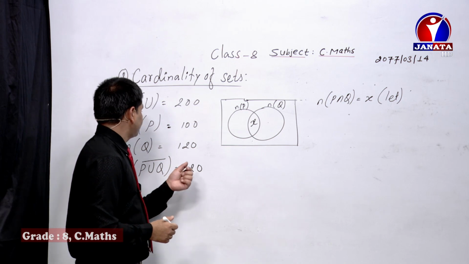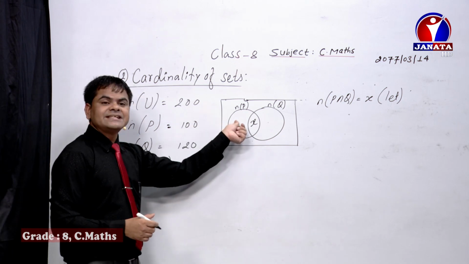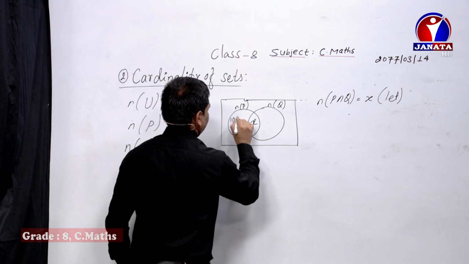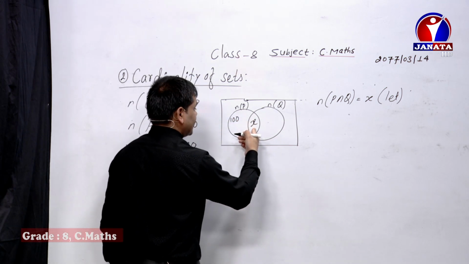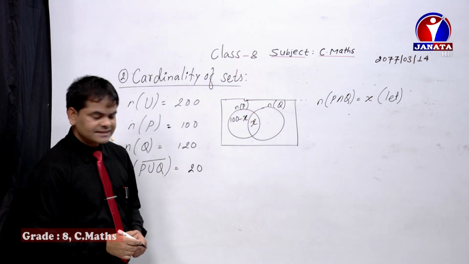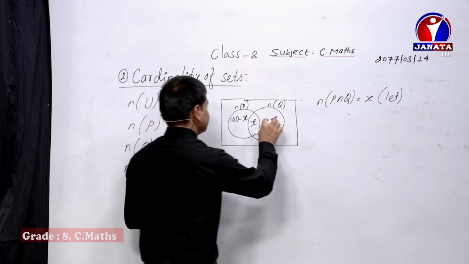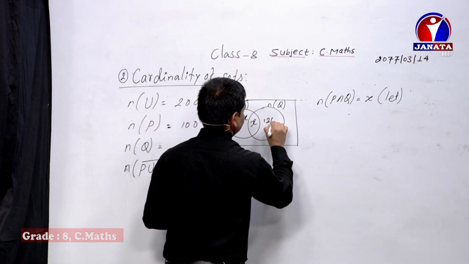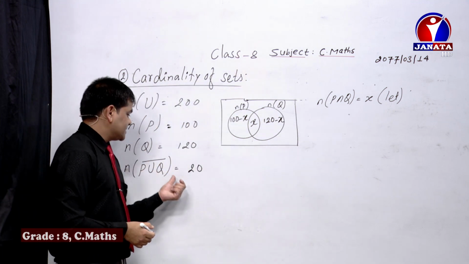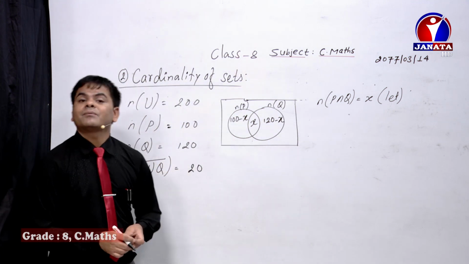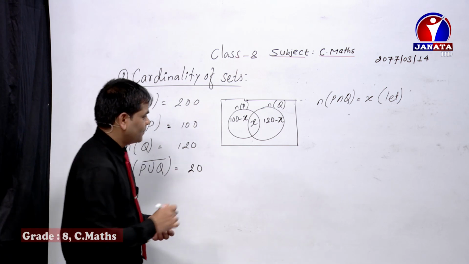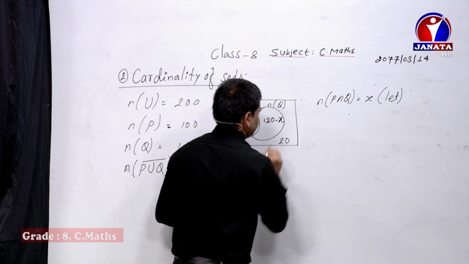Now in the place of P only, what should be kept? 100. Of course, the intersected value should be kept in the form of minus, so 100 minus x. And on this side, you have understood, dear students, now you can do it yourself: 120 minus x. Now we should not forget to keep the value of the complement as well. As the complement value is given as 20, we keep 20 here.